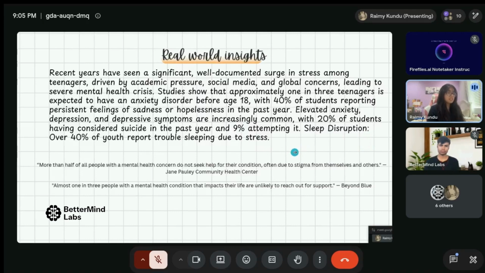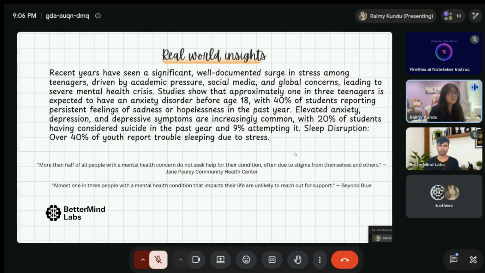So real-world insights. Recent years have seen a significant, well-documented surge in stress among teenagers driven by academic pressure, social media, as I stated before, and even global concerns, leading to a severe mental health crisis. Studies show that approximately 1 in 3 teenagers is expected to have an anxiety disorder just before the age of 18, with 40% of students reporting persistent feelings of sadness or hopelessness in the past year.